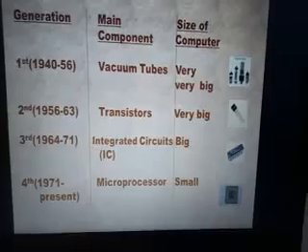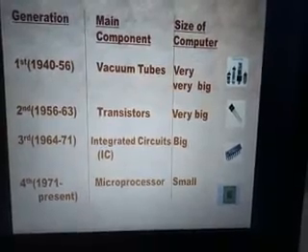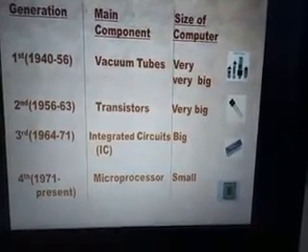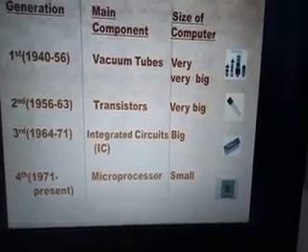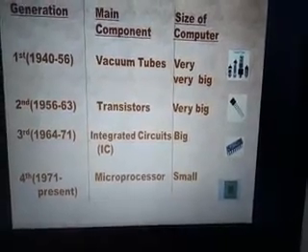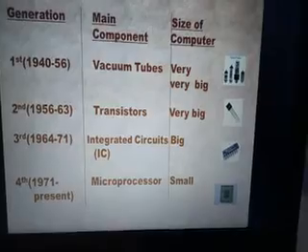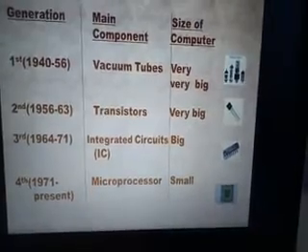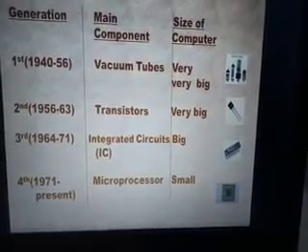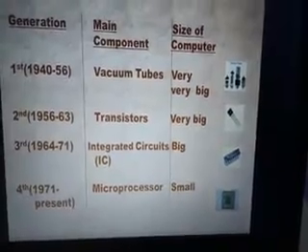Now the second generation computers were a little smaller, but they were still very big. They needed one large room to hold them. And the third generation computers were still very big. They too needed at least a small room to house just one computer.